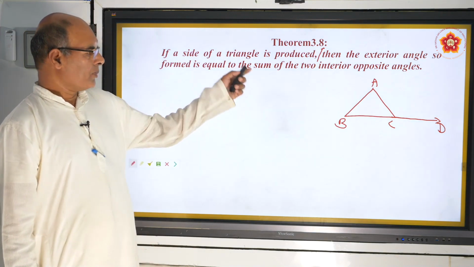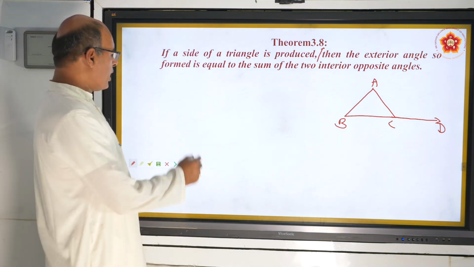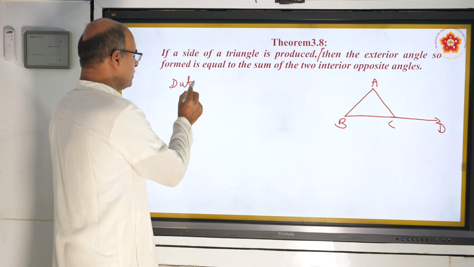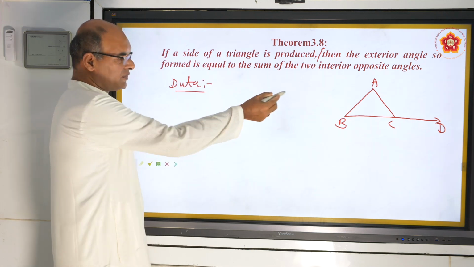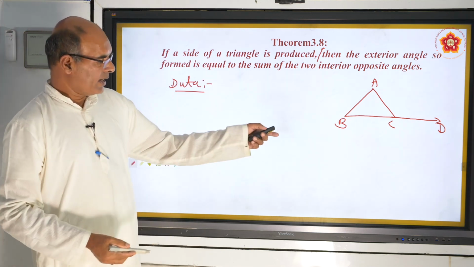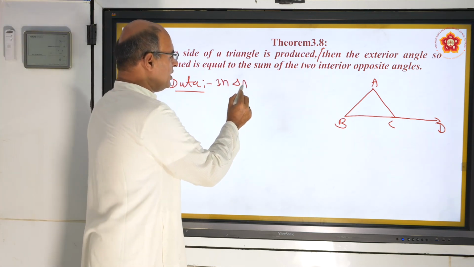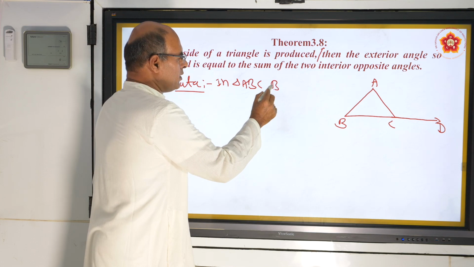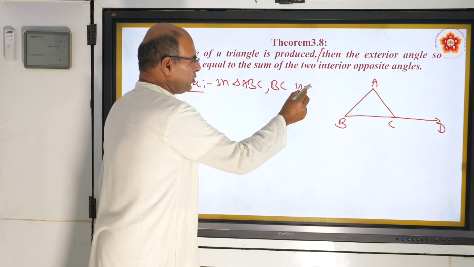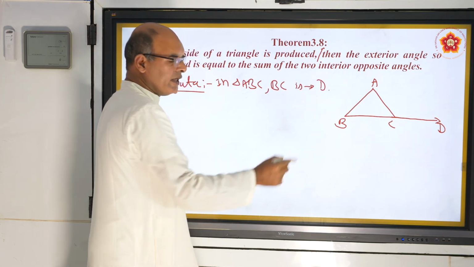So that is the hypothesis part. So data. This is the explanation of the figure. So in triangle ABC, BC is produced to D, that's all. So in triangle ABC, BC is produced to point D.